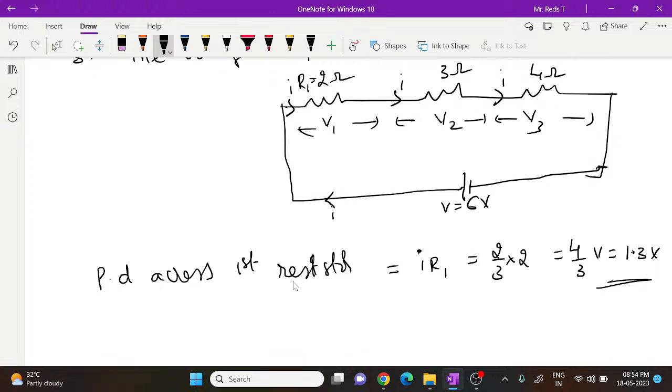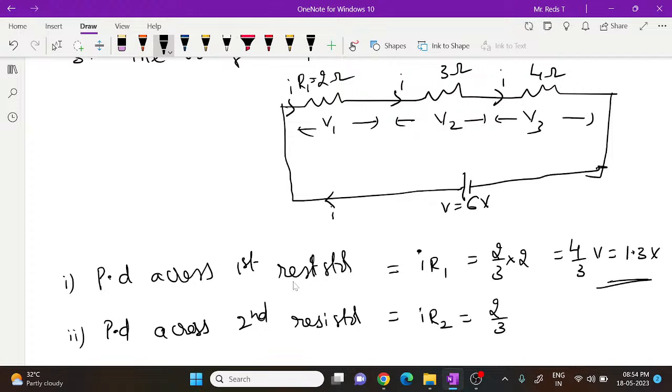Next, potential difference across the second resistor. PD means potential difference. Potential difference across the second resistor is equal to I R2. I is the same, 2 by 3 ampere, and R2 is 3, so the 3 gets cancelled. So it is equal to 2 volt.